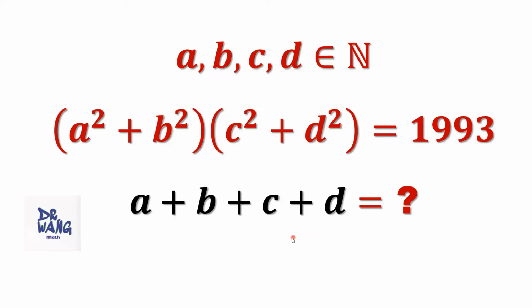Here is the question. a, b, c, d are natural numbers. If (a squared plus b squared) times (c squared plus d squared) equals 1993, we want to find a plus b plus c plus d.